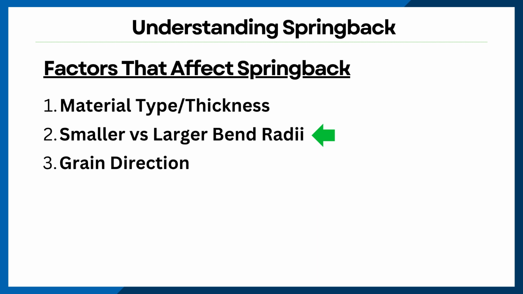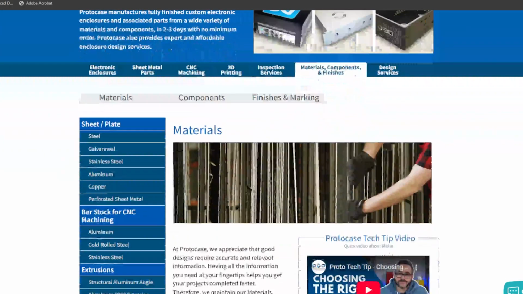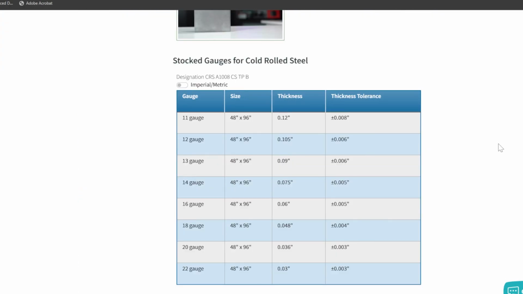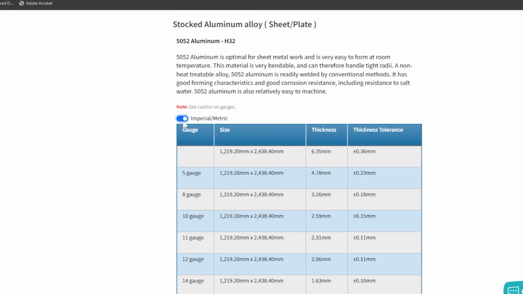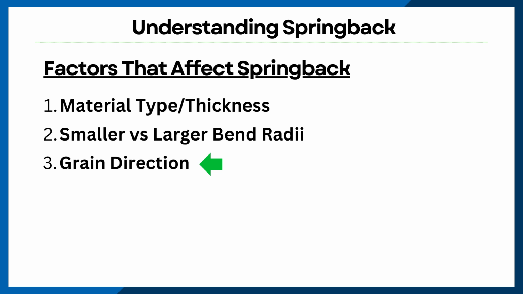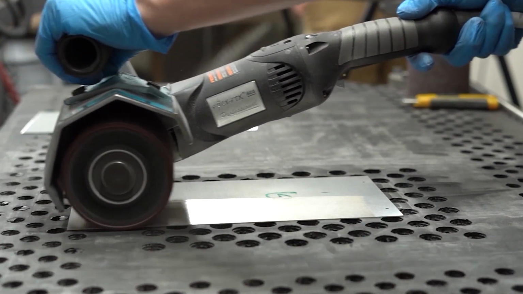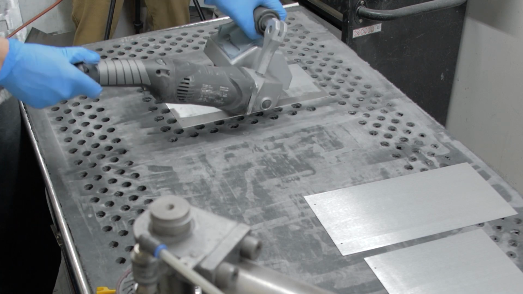Thicker materials generally show less springback compared to thinner sheets because they're less likely to undergo elastic recovery. And larger bend radii usually cause more springback, while smaller radii, which involves a sharper bend, will result in less. For our stock materials, where the bend radius is about the same as the material thickness or smaller, it's safe to allow for around 5 degrees of springback. Also, the grain direction relative to the bend line can cause springback to vary. Bending perpendicular to the grain direction increases accuracy and reduces cracking.